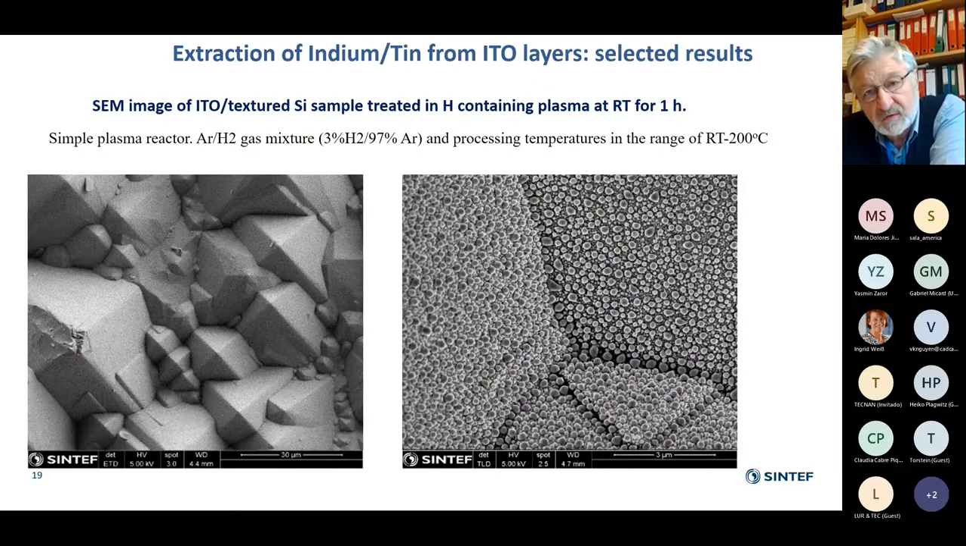has been realized. A few words about extraction of ITO layers in the case of heterojunction solar cells, which have ITO layers. The same situation actually is valid for thin film based solar cells. CIGS, for instance, quite often also have ITO layers on top. And then, of course, the question is how to remove or extract indium from the ITO layer. We demonstrated that simple plasma treatment in a simple plasma reactor without load lock, in a mixture of argon 97% and hydrogen, can provide a reduction process of the ITO layer, and an ITO layer deposited on textured silicon can be converted into a layer consisting of indium balls or nanoballs, micron size balls.